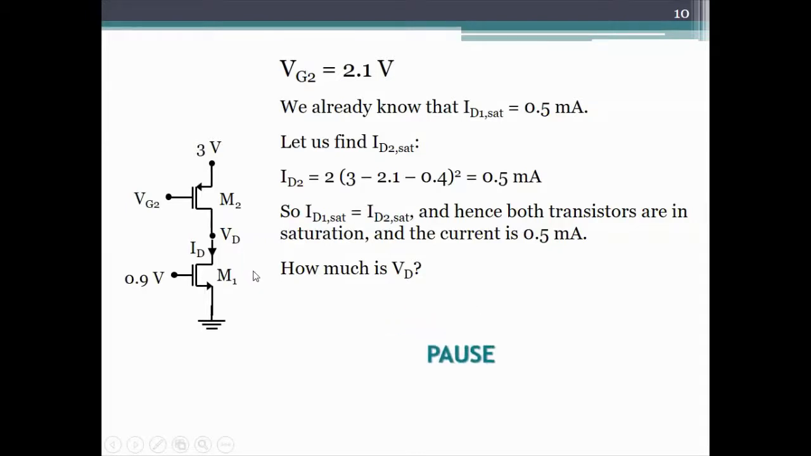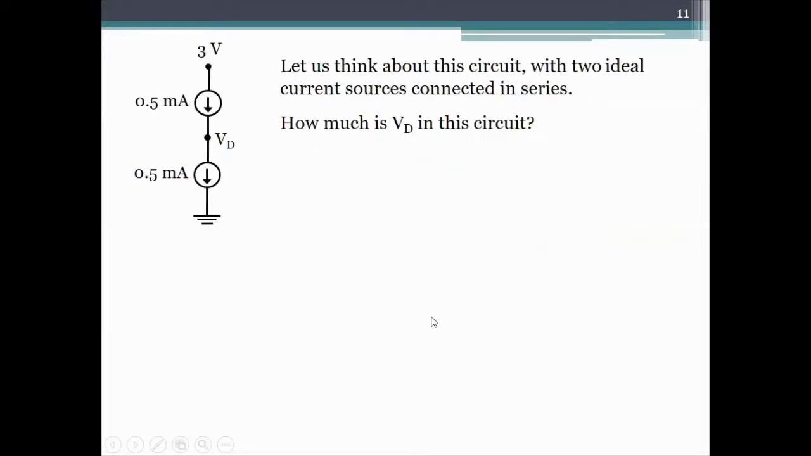So what is the drain voltage in this circuit? Please pause and think about it. I'm carefully using the words think about it. Before we go to the MOSFETs, let us for a moment look at this circuit. There are two ideal current sources connected in series. Both carry the same current and there is some voltage at the top. We are asking what is the voltage VD in this circuit.